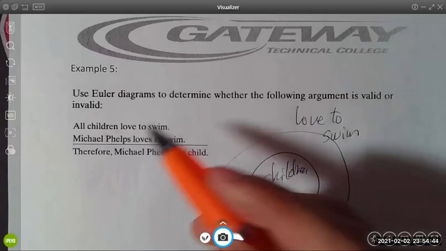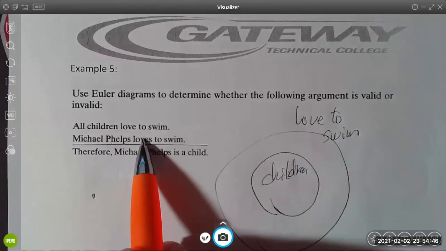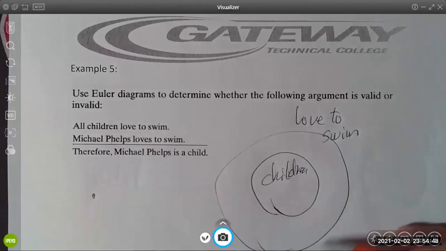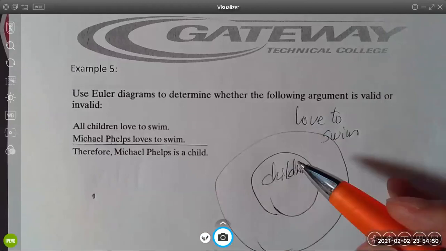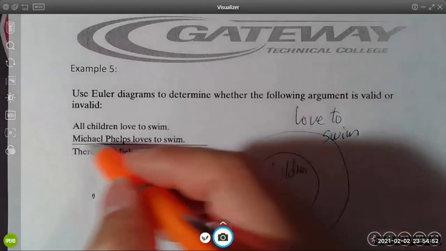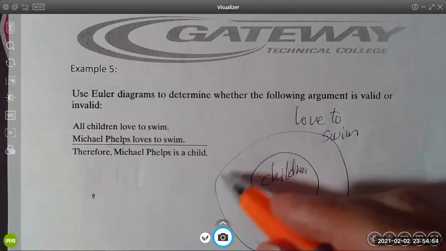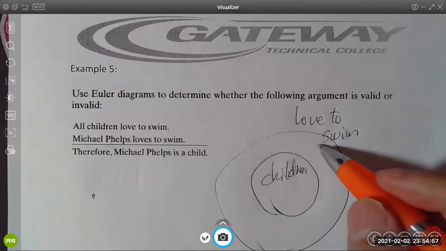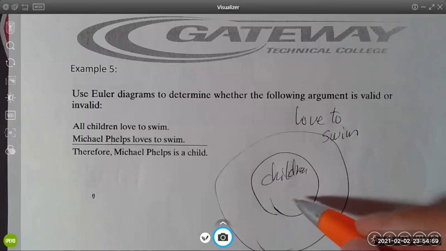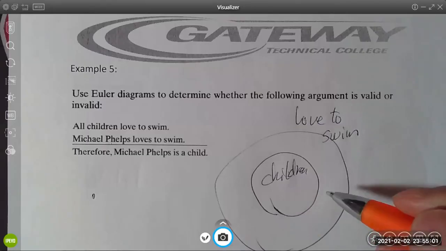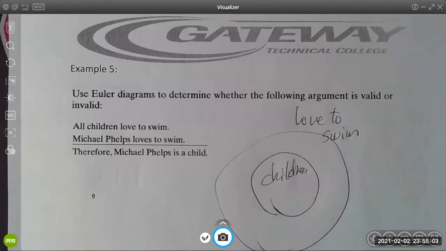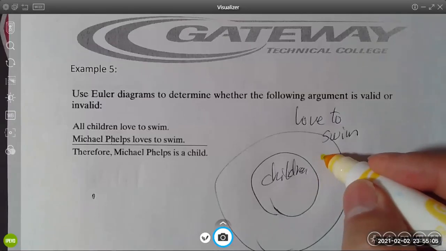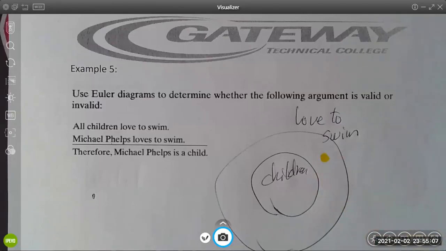Okay. Now let's say where to put Michael Phelps. Love to swim. That means as long as I put this dot inside the love to swim circle, I'm okay. I'm fine to be consistent with the second one, right? But depending on where you put the dot, because there's a lot of different places to place this Michael Phelps, right? Now let's see if we can draw the same conclusion. First, if I put it in here, this is Michael Phelps, this yellow one.